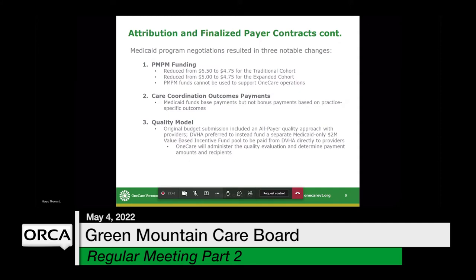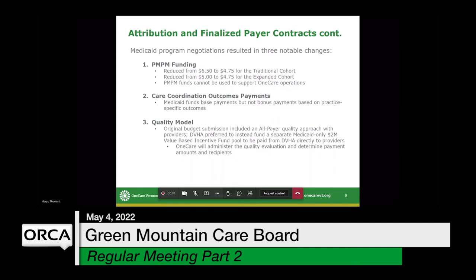In the payer contract space, the Medicare and commercial contracts ended up being pretty true to form. In other words, the estimates or assumptions that we put into our initial budget submission ended up being very, very close to what ultimately occurred through the contract negotiations. Medicaid, however, has a number of changes.